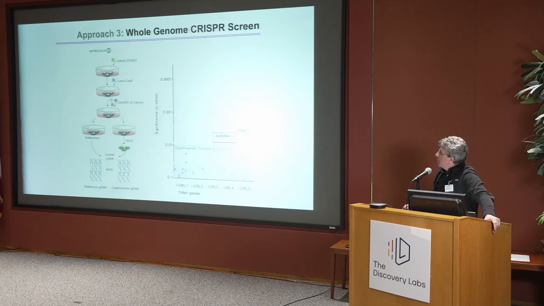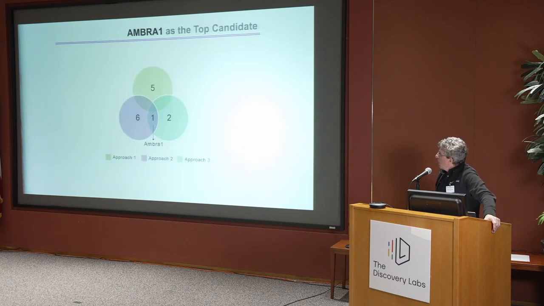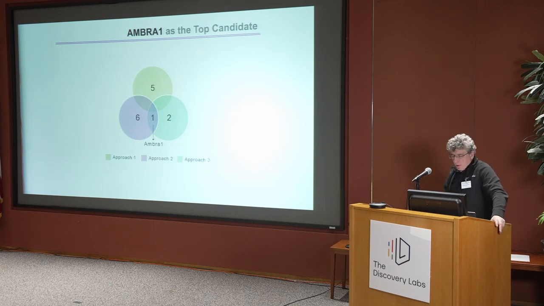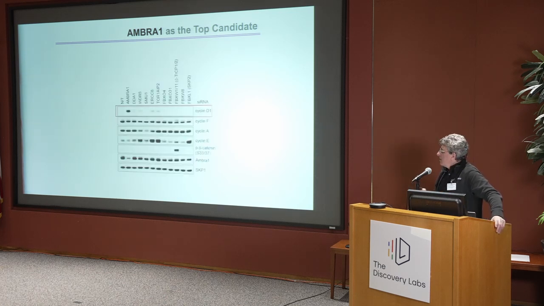Third approach was another unbiased approach in which we expressed cyclin D1 fluorescent, then we treated these cells with a CRISPR library, and we saw two candidates. So from these three approaches, there was a common one, AMBRA1, which seemed also to behave in a way that suggested that AMBRA1 was the right one. And we validated in every possible way.